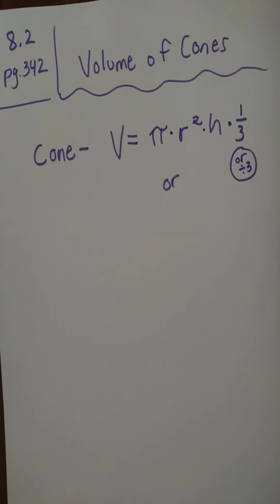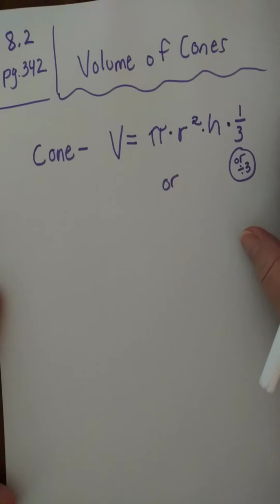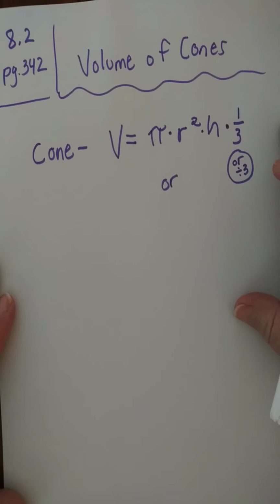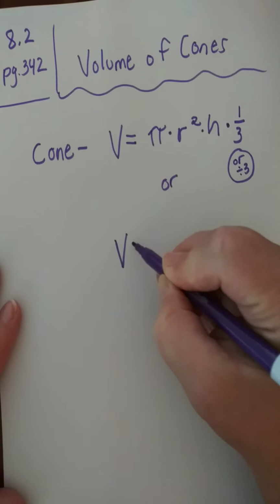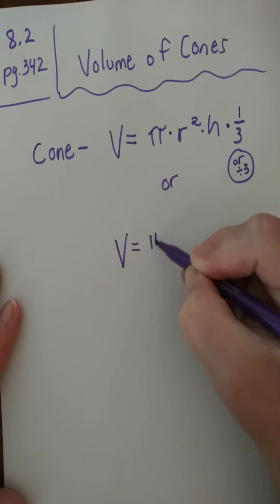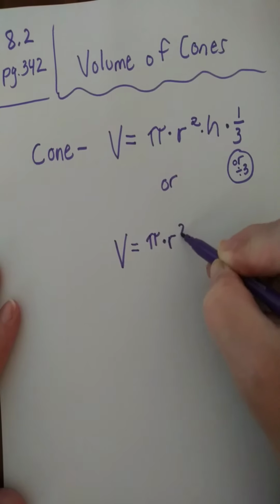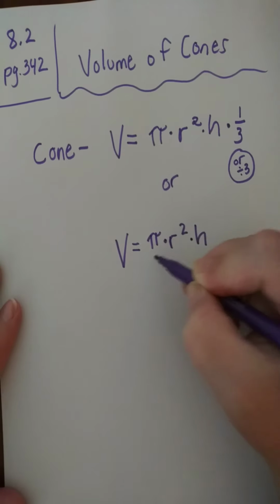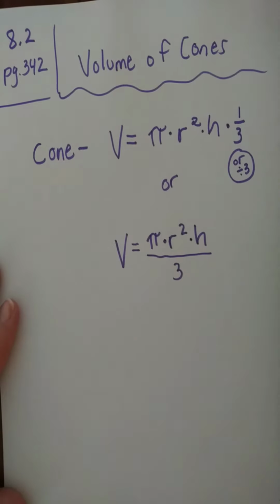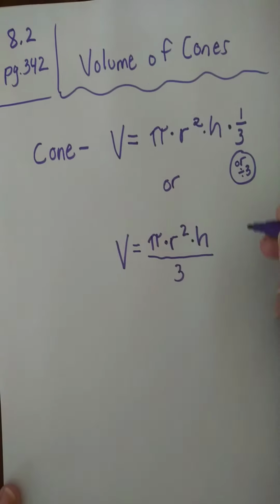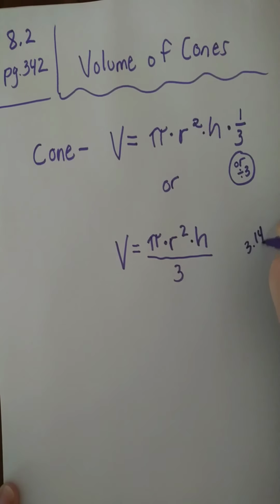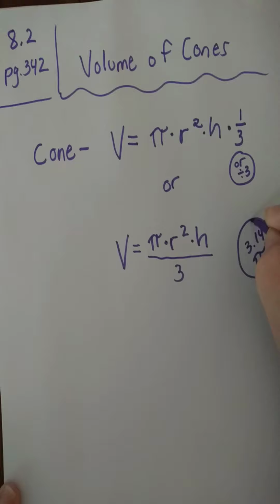Okay, so like if I wanted to take 1/3 of 9, I would just divide it by 3, and it's 3. If I wanted 1/3 of 300, I would divide by 3, and it's 100. So the formula that we're going to use that's going to make it nice and easy for us is V equals pi times r squared times height divided by 3. Okay, and that's how you're going to punch it into the calculator. Remember, we're still using 3.14 for pi, and that's just to make it consistent.